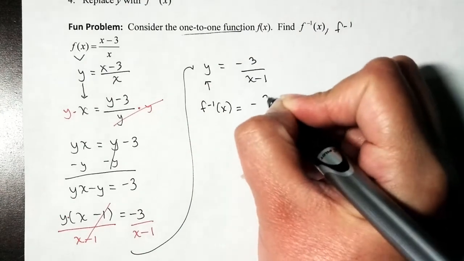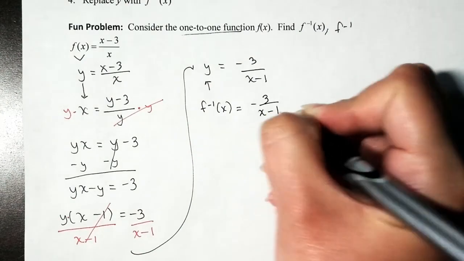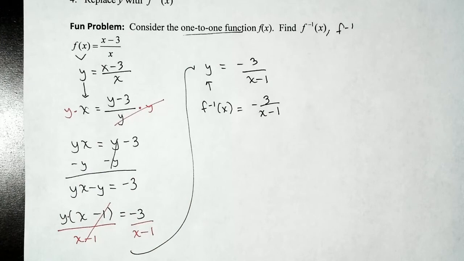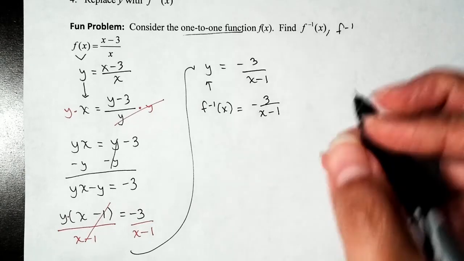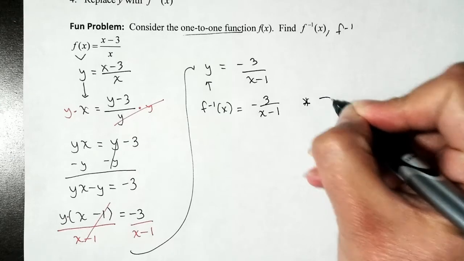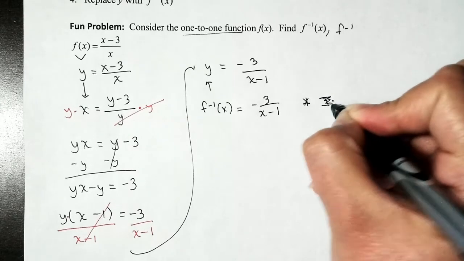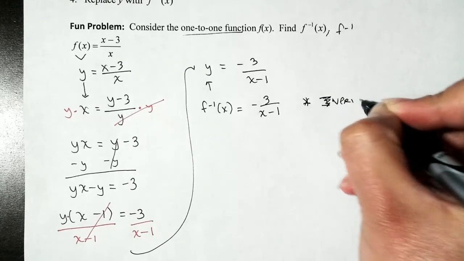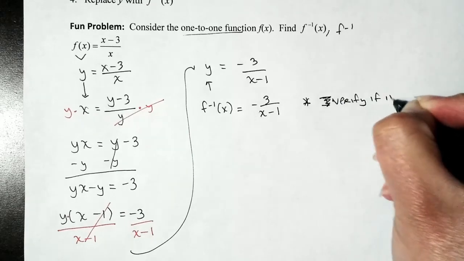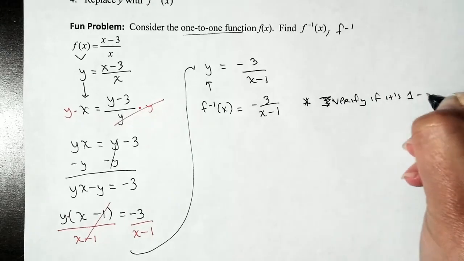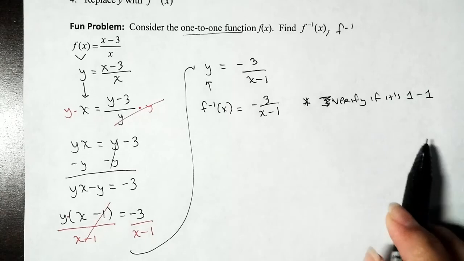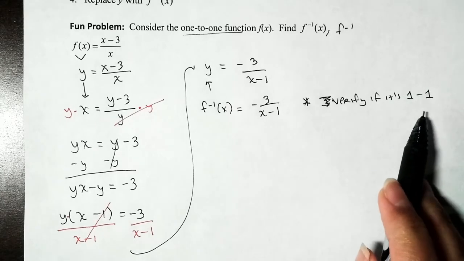Now, most of the time, I know we nailed the algebra, else you would have helped me. But the question is, I need to know, is this one-to-one? Hopefully it is. And if it isn't, it's an easy fix. We'll just restrict the domain. So let me just speak to myself on paper. Let me put verify if it's 1-1. This is the accepted abbreviation for one-to-one.